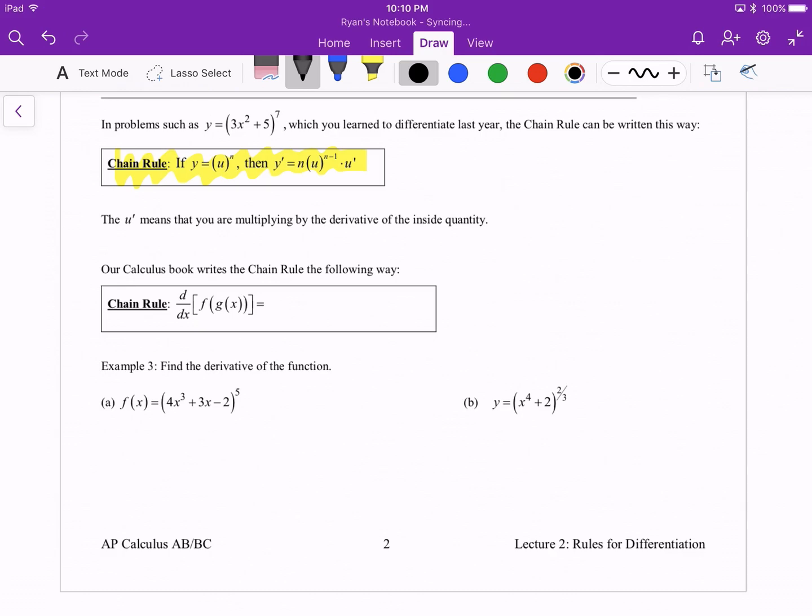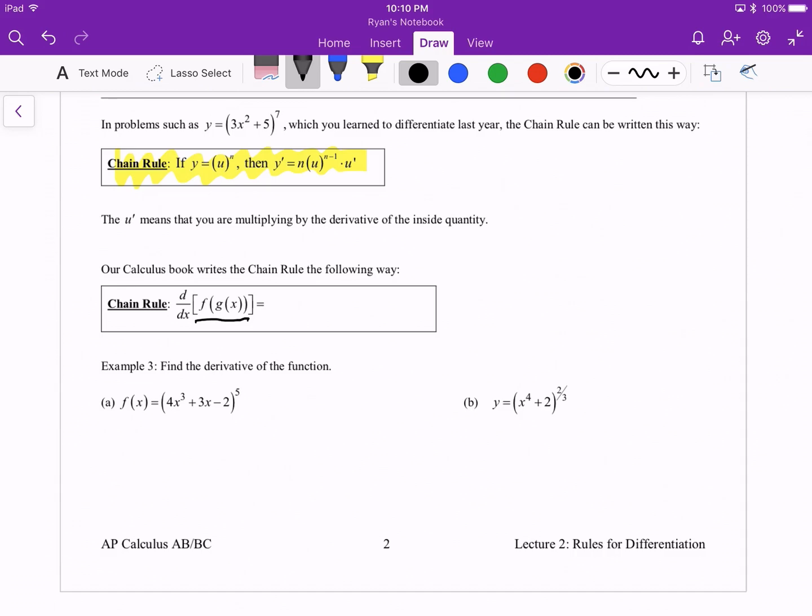Okay, so the general chain rule says the derivative with respect to x of f of g of x. So make sure you recognize this is not a product. This is g of x inside of another function f of x. Okay, so not f times g. We'll talk about what to do when it's f times g a little bit later on in these notes, but right now we're talking about f of g of x.